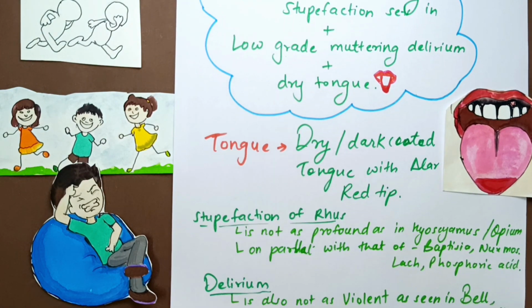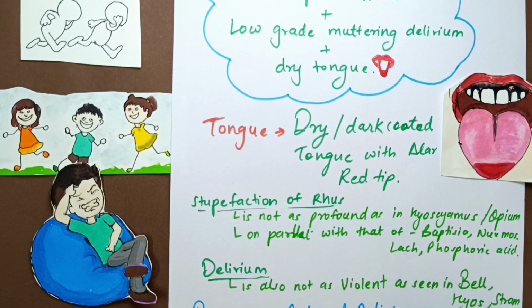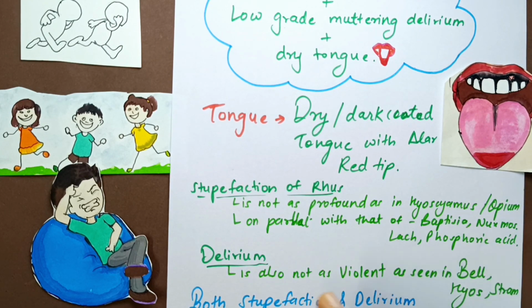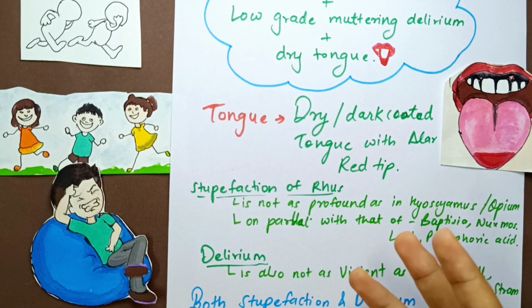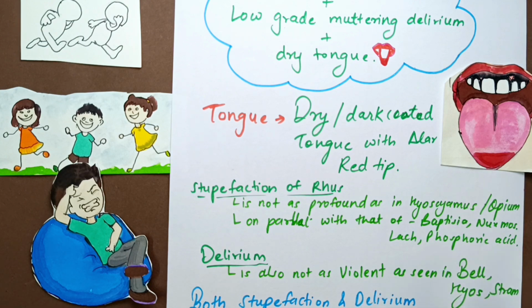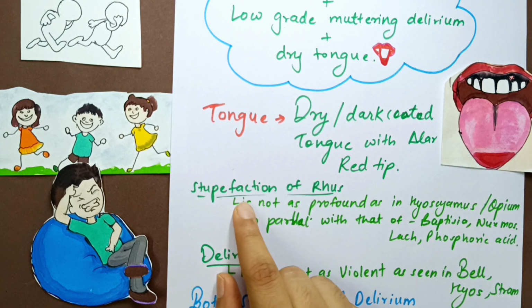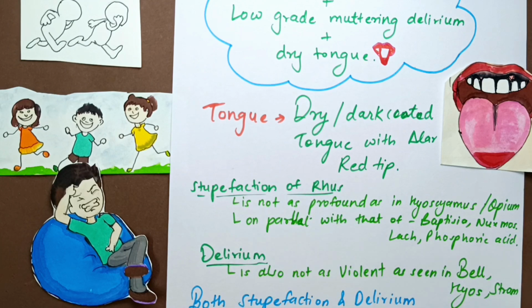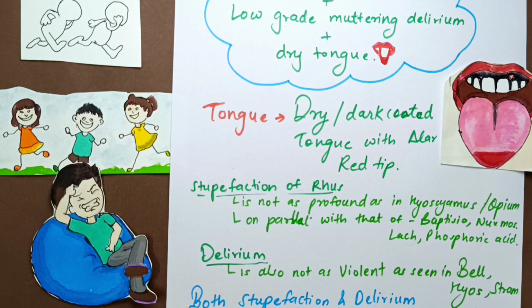Now the stupefaction of Rhus is what we're going to talk about. Dr. Nash compares the stupefaction of Rhus Tox with the stupefaction of other remedies. If you haven't studied these remedies, you might not understand what he is talking about, but when you do study them, you'll understand how beautifully he compares them. He says the stupefaction of Rhus Tox is not as profound as in Hyoscyamus and Opium. Both these remedies have a very vivid, profound kind of stupefaction.